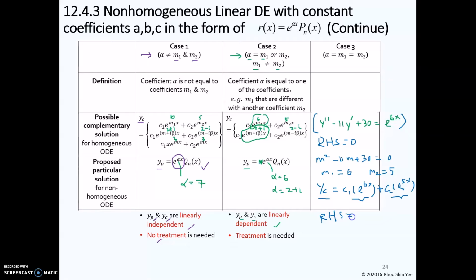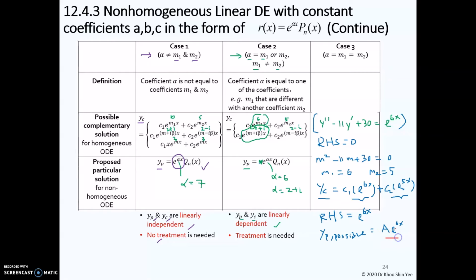by considering the non-homogeneous part. When you look at the right hand side, it is equal to exponential 6x. With that, we can propose our particular solution. So the possible solution for this is equal to exponential 6x remain. So you have a constant 1 here. So the general formula for constant 1 is equal to a.